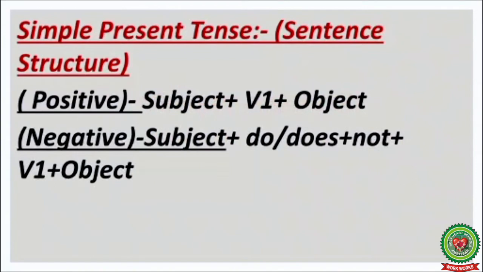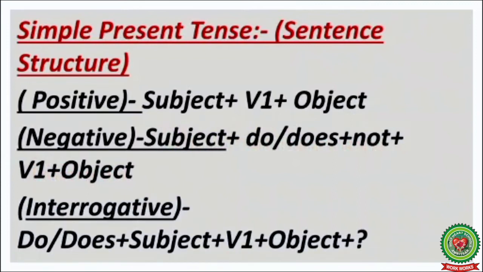In the negative sentence, the structure goes like subject plus do or does plus not plus present form of the verb plus object. In interrogative sentence, the structure is do or does plus subject plus present form of the verb plus object plus question mark.